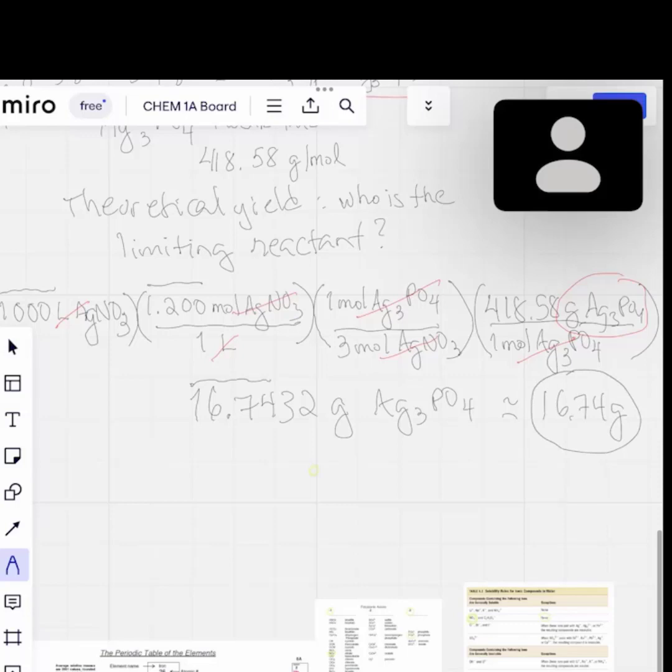We now have to figure out what the yield is based on just the other reactant, which is sodium phosphate. So let's go ahead and do that. Let me let you pause the video here. What I want you to do is repeat this process using the sodium phosphate reactant and see what the yield would be for that particular reactant. Please pause the video and work on those calculations and then come back.